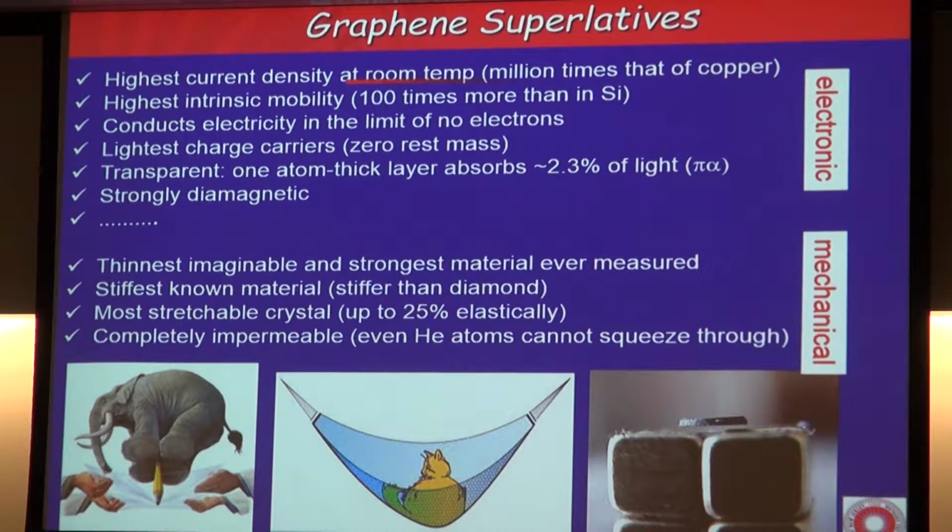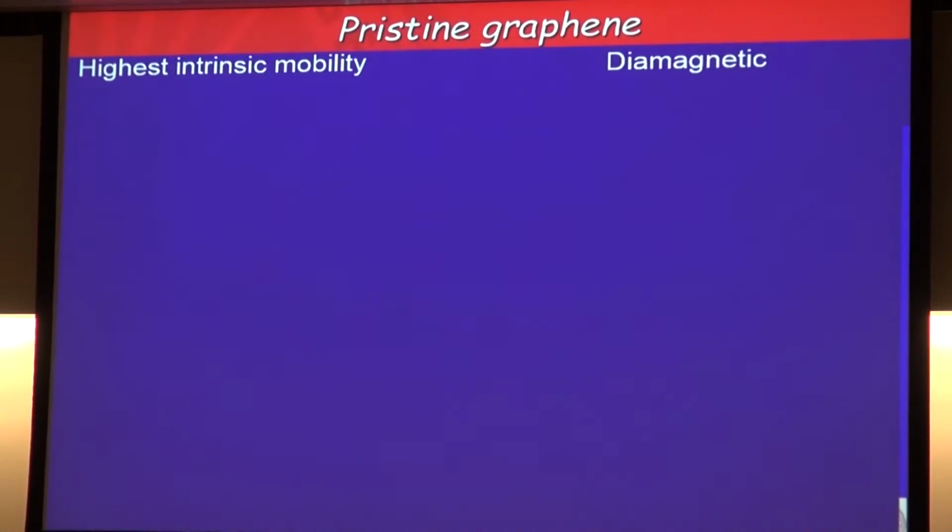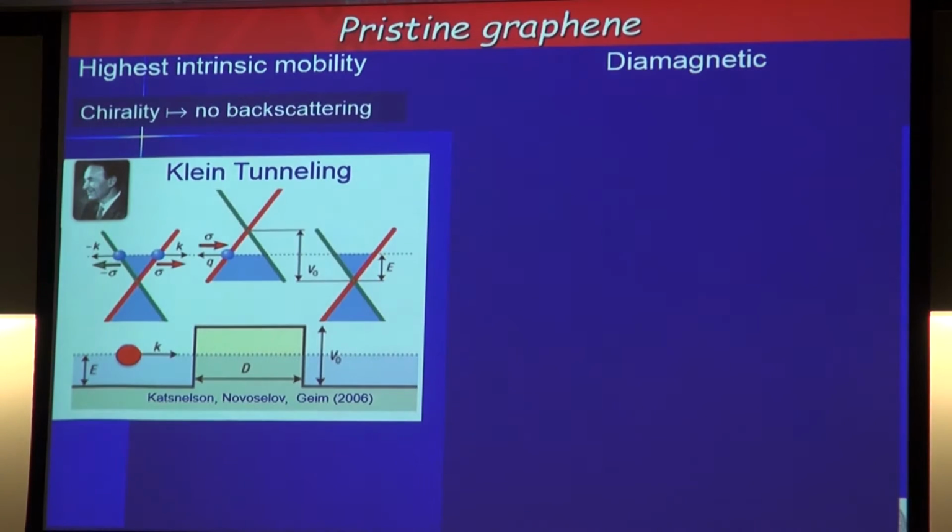What I'm going to focus on today are two properties. One is what happens to this property, highest intrinsic mobility, when we have vacancies, and the other one is what happens to the magnetism, to the diamagnetism. Here are the two properties. So, highest intrinsic mobility. The reason that mobility is so high for electrons in graphene is because they are chiral.